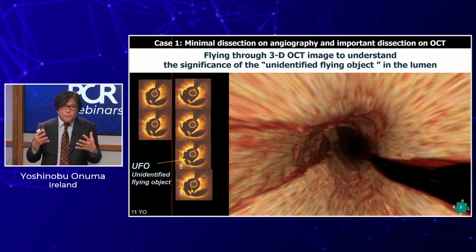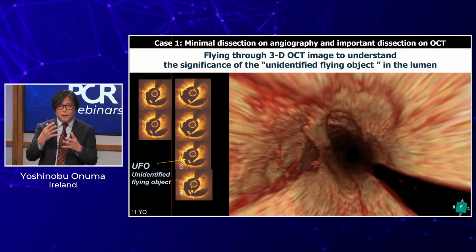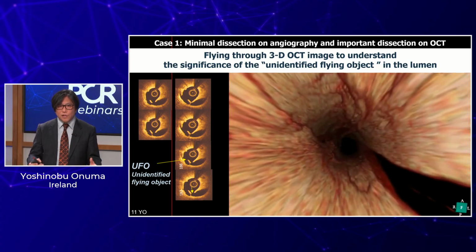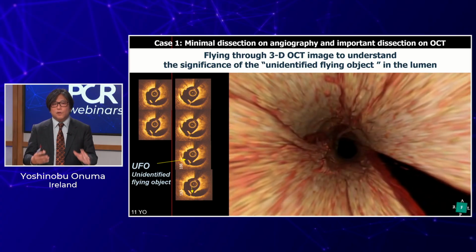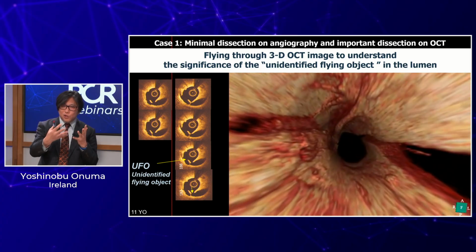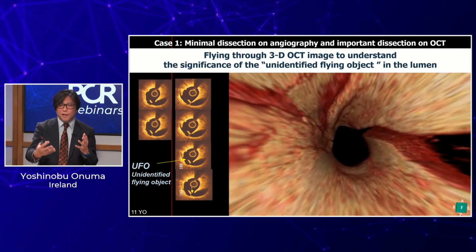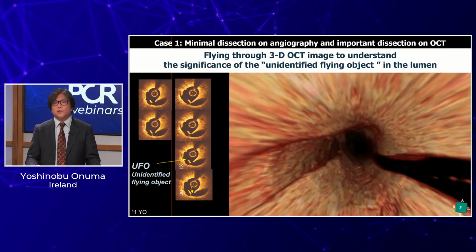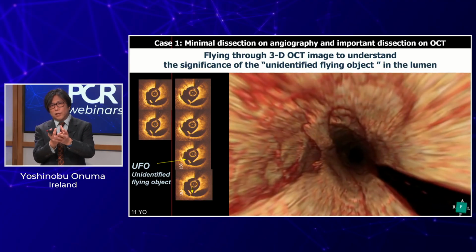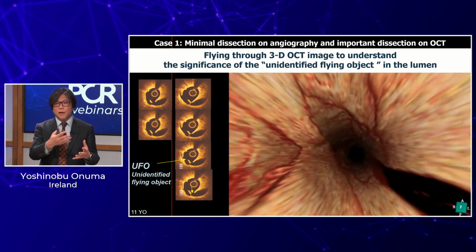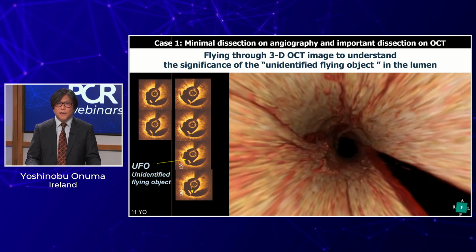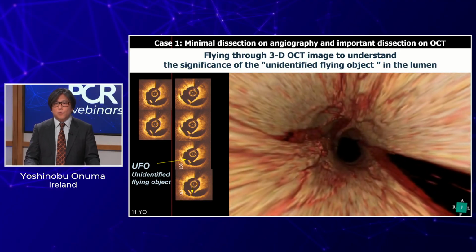We saw sometimes the kind of unidentified flying object on cross sections. So we did the 3D reconstruction, but in most cases this object was attached to the vessel wall longitudinally. You can see in this 3D reconstruction, dissection is really the laceration of the intima and media, in this case really extending throughout the vessel. It looks very worrisome on OCT.